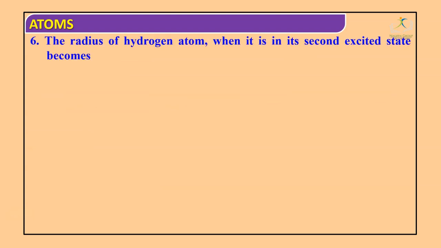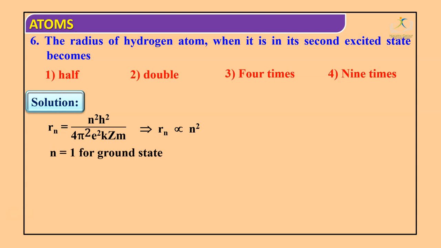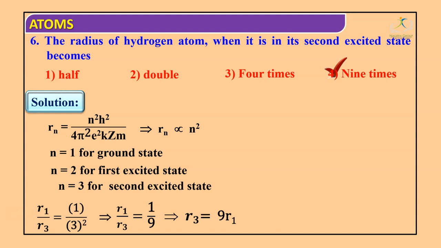The radius of hydrogen atom when it is in its second excited state becomes: half, double, 4 times, 9 times. Students, let's see the solution part. We know that Rn equals n square h square by 4 pi square e square k times Z m. So Rn is proportional to n square. For n equals 1, ground state; n equals 2, first excited state; n equals 3, second excited state. So for the second excited state, the radius becomes 9 times. How can we calculate it? Simply R1 by R3, we put this value and get the value for R3 in terms of R1. I hope you understand, students.